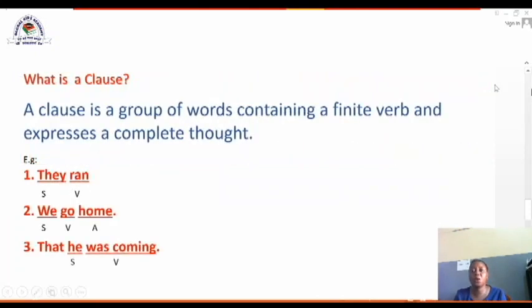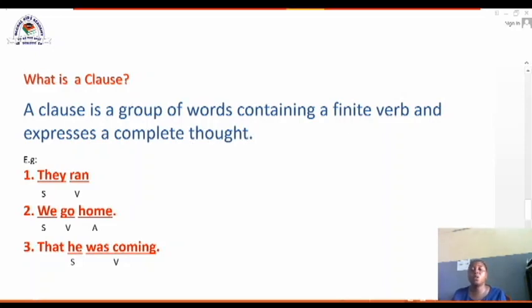Now, what is a clause? A clause is a group of words containing a finite verb and expresses a complete thought. A clause contains a finite verb and expresses a complete thought. Look at these examples: They ran, we go home, that he was coming. These are examples of sentences. They are also called simple sentences, so they are clauses. A clause is also a simple sentence.